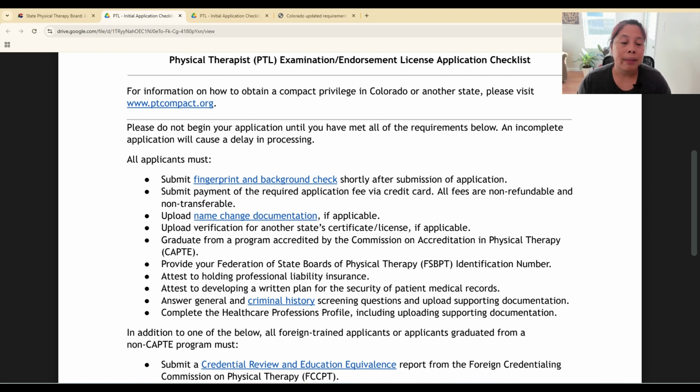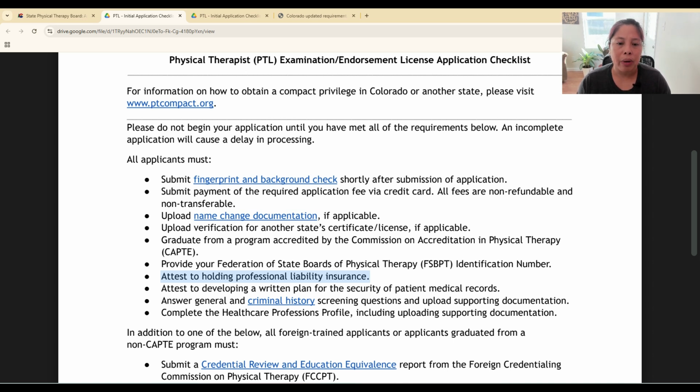So this state is very specific, because it is not usual for many states to require professional liability insurance. And if you're not familiar with it, you can Google it. There are many carriers of insurance here in the US for professional liability. You can just Google it. I think the most common is HPSO, but there are many other choices, okay?